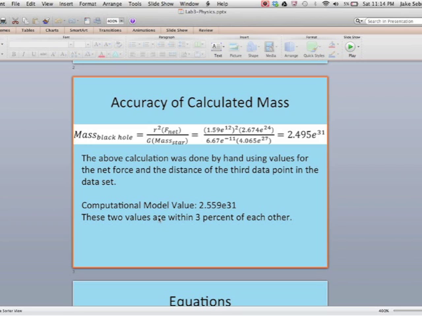The parameters used to get the net force were the third position points in order to have two separate velocities calculated. So you can see the calculation that I did right here, and this differed slightly from the value that I got in the model. The computational model was 2.559, and the calculation I got doing it by hand was 2.495 e to the 31st. But these values are very similar, and they're within 3% of each other. I took that to reason that my model was fairly accurate in predicting the mass of the black hole.